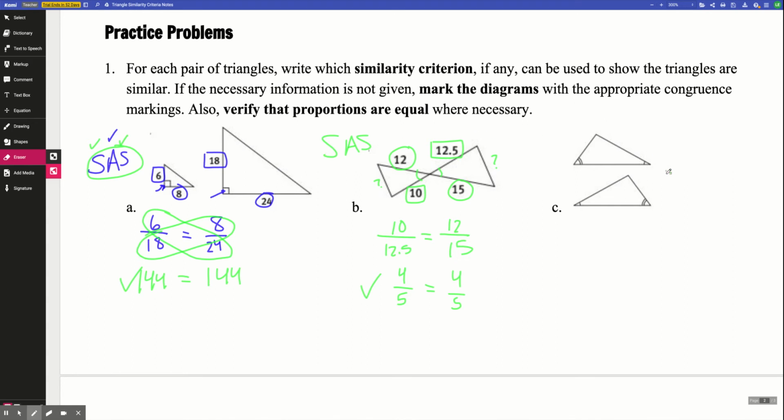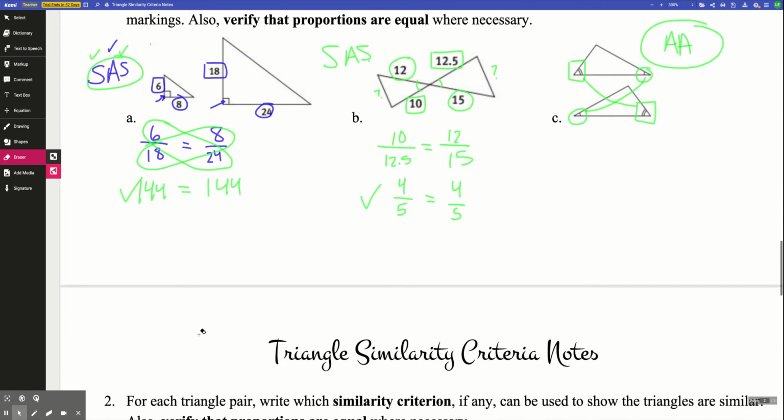And this last one, I've got 2 angles marked, and this looks like AA to me. I don't have to do any proportions here. I can just match the angles that are given. We have this set of congruent angles because they're both marked with 1 congruence marker, and then a second set of congruent angles because they're both marked with 2 congruence markers. So that is AA. That's it for this first question.